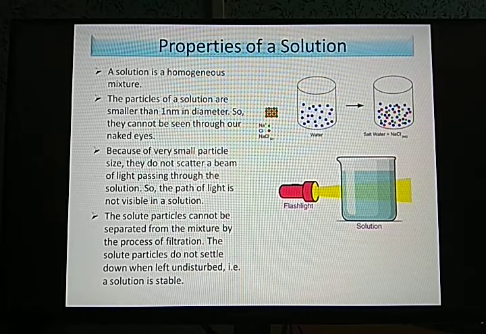How can we separate the salt and the water? We can separate them through the evaporation method. In that way only we separate and get our salt, the common salt, from the seawater. So there are different processes, but yes, we cannot separate it through filtration because that's not possible. We cannot separate its components.